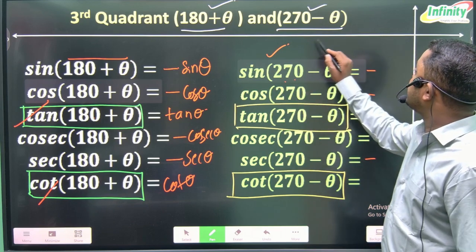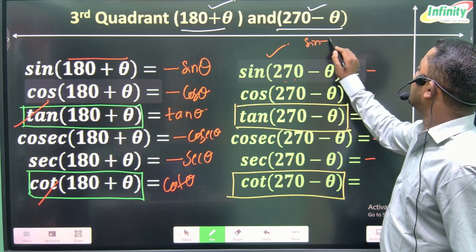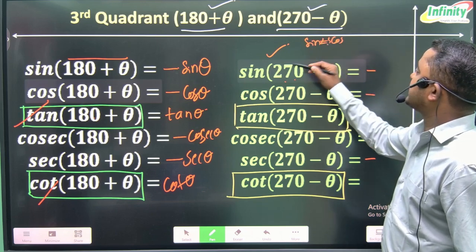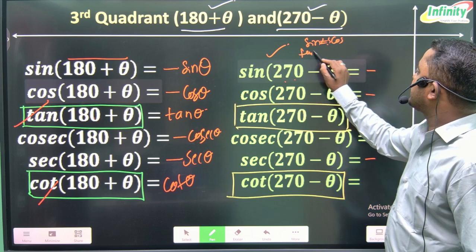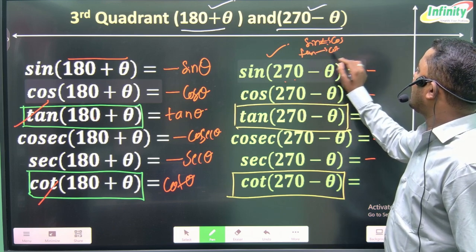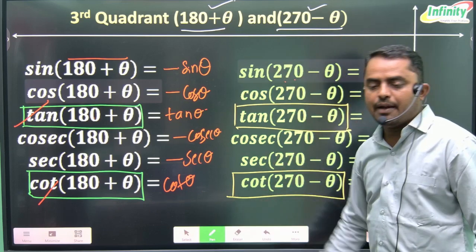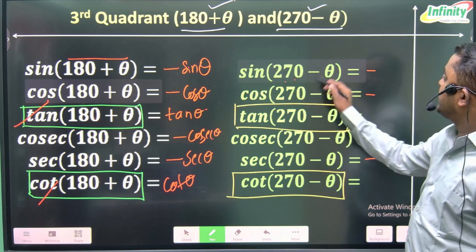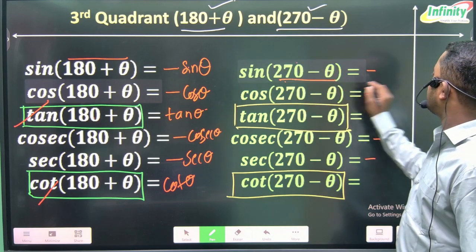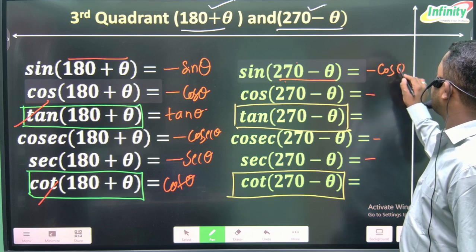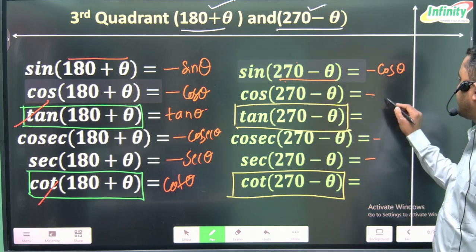Here the function will change. Sin will become what? Cos. Cos will be what? Sin. So tan will be cot. Cot will become what? Tan. So as I told you in the beginning only, sin 270 minus theta is what? Minus cos theta. Cos 270 minus theta is what?